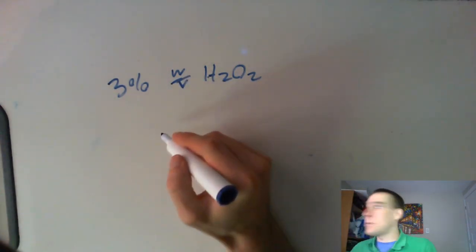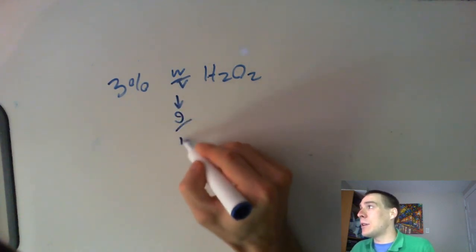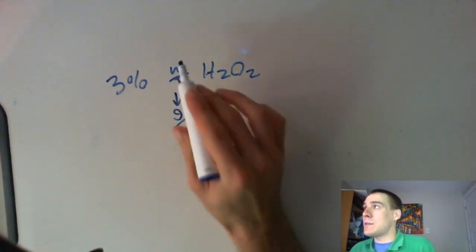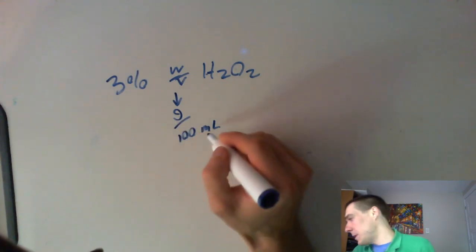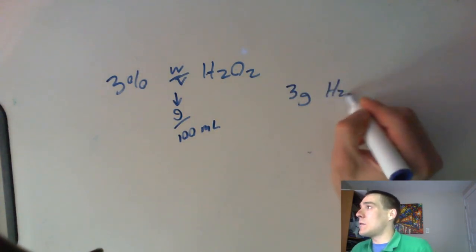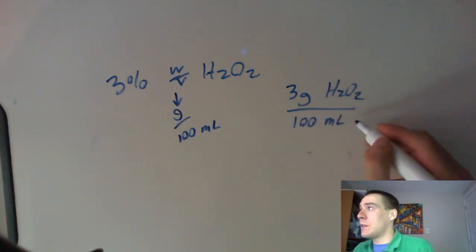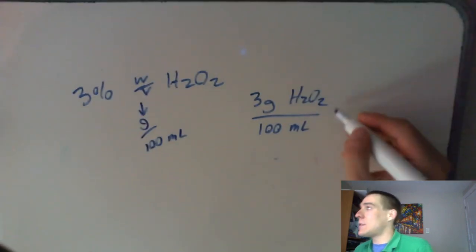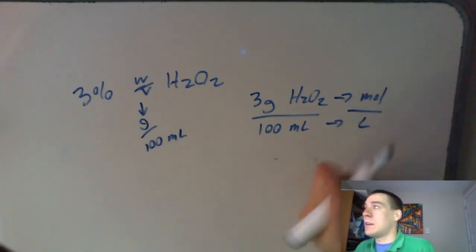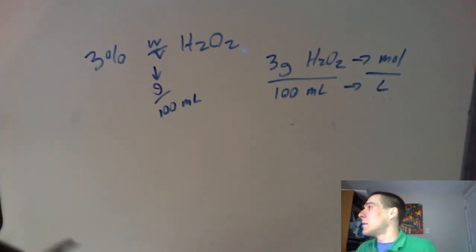As we talked about earlier, weight by volume is grams per 100 mils, basically. Its weight is grams, and for volume, a milliliter of water is a gram of water. So this tells us that we have 3 grams of H2O2 per 100 milliliters of solution. So we have to convert that to moles and liters. There are two ways to do this. I'll show you both, even though we're running late on our time.